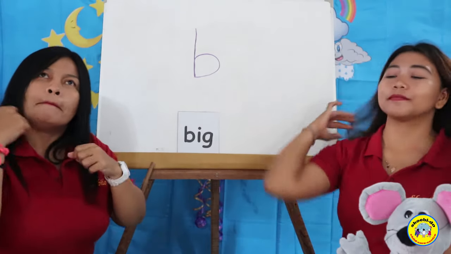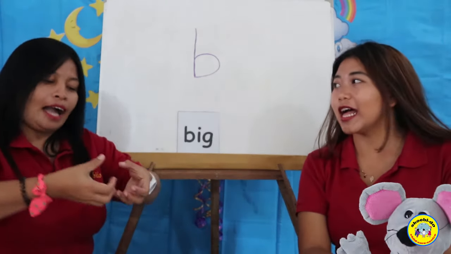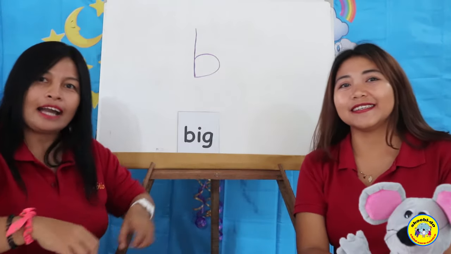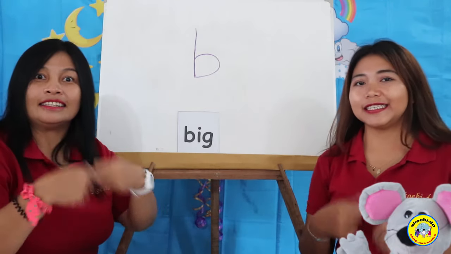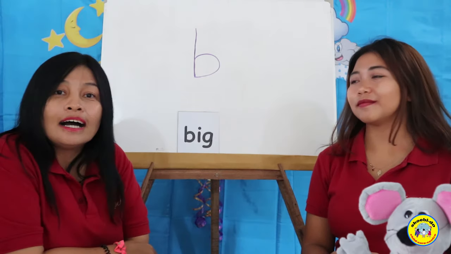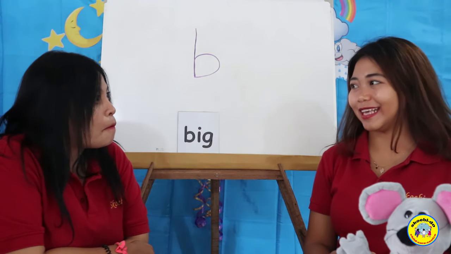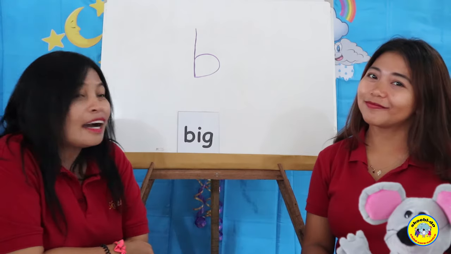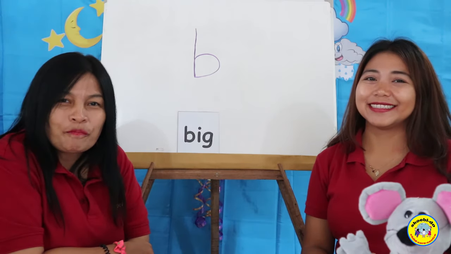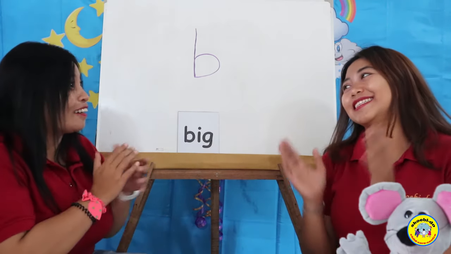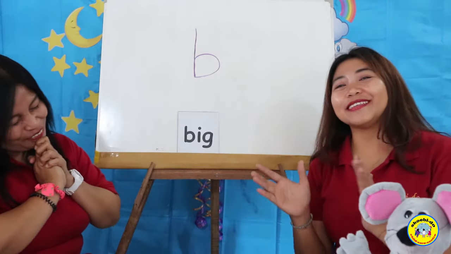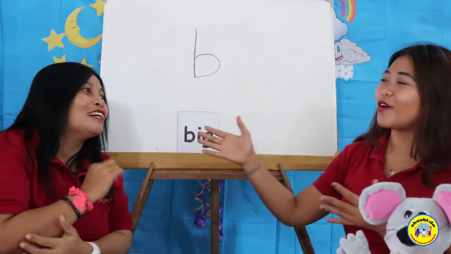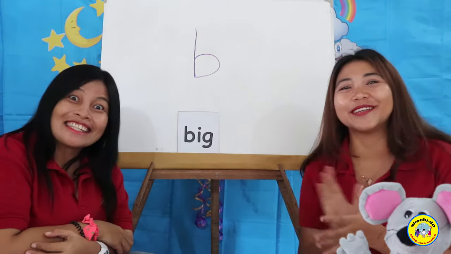So, B, A, A, A, and T. B, at. Bat. Bat. Is it correct, Miss? That's correct, Miss Tasha. Wow, you are so smart, Miss Tasha.